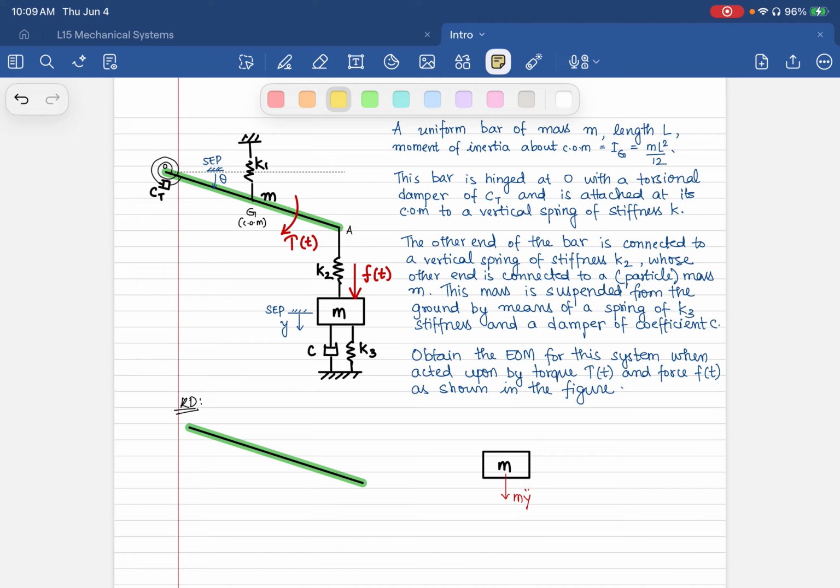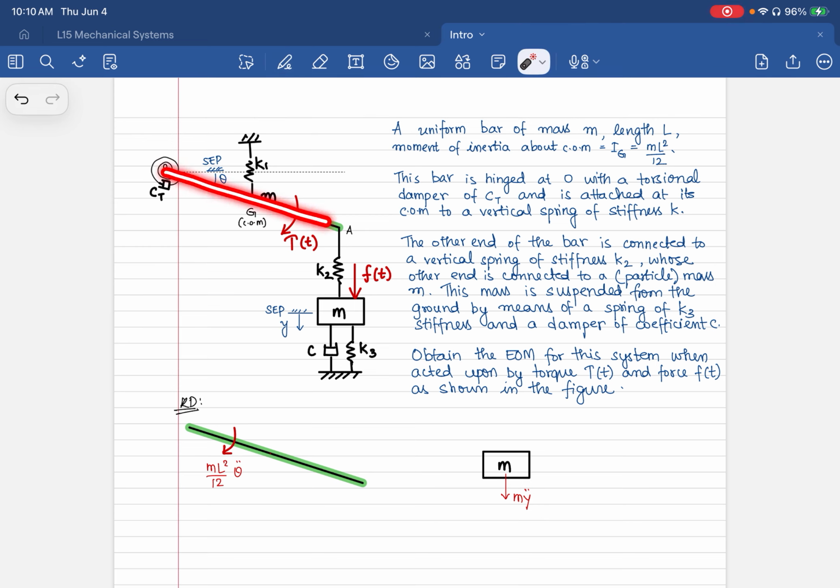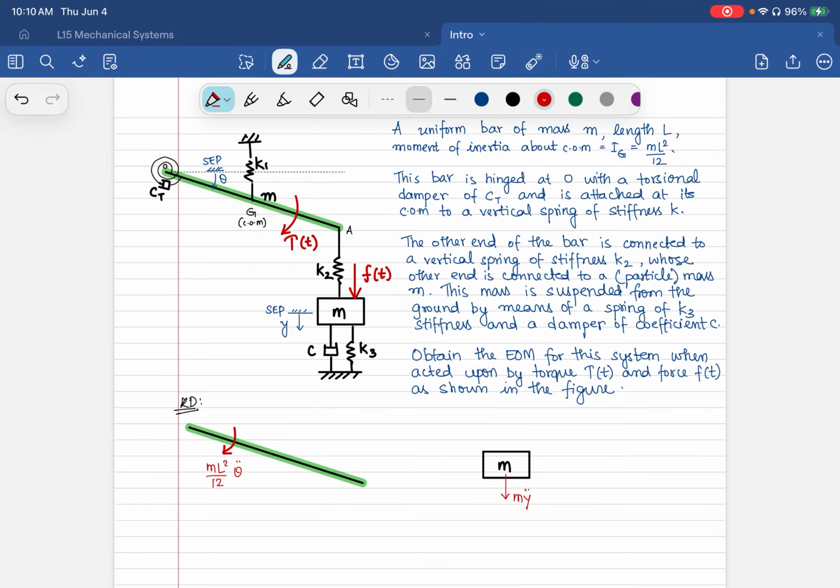This rigid bar will have an inertia moment that is in the direction of theta, and I would show that as shown here. You have Ig, which is ml squared by 12 theta double dot. Now it is only rotating about this point, which then means that I can show the tangential acceleration in this way.